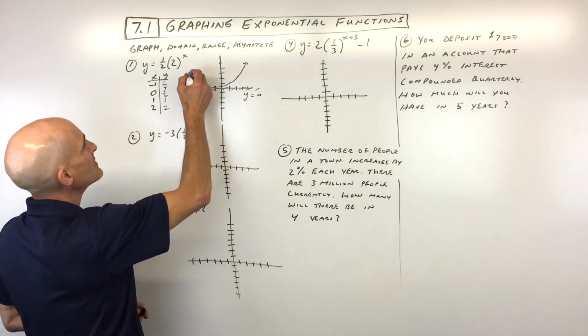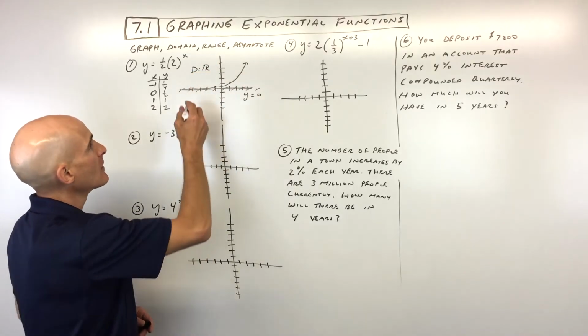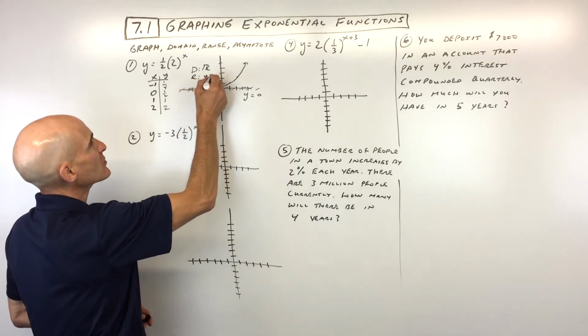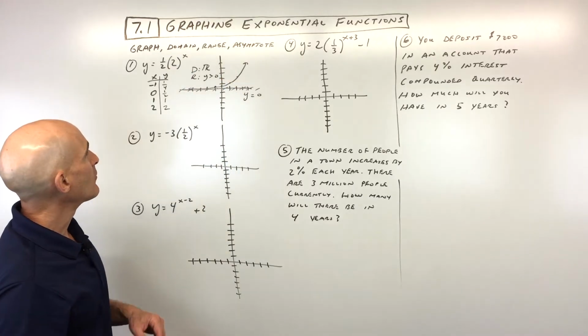And the domain is going to be all real numbers because it's going to the left and the right forever and ever. But the range, the y values, are going to be y is greater than 0, so above the x-axis. Now, just a quick note.